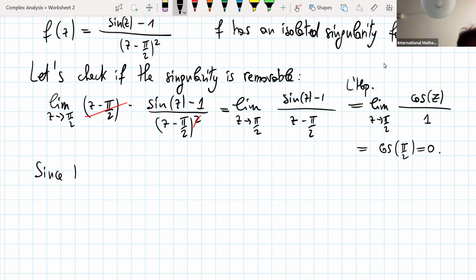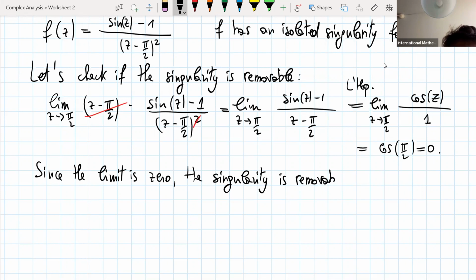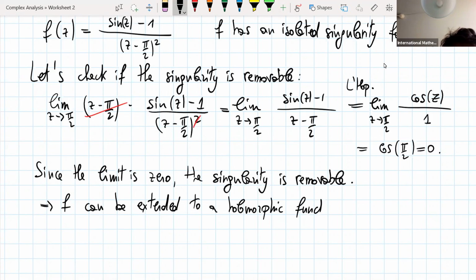So since the limit is 0, the singularity is removable. This means that the function f can be extended to a holomorphic function also around pi over 2. So this means it can be extended to a holomorphic function on a disk of some radius centered at pi over 2. Let's call this extension f tilde.